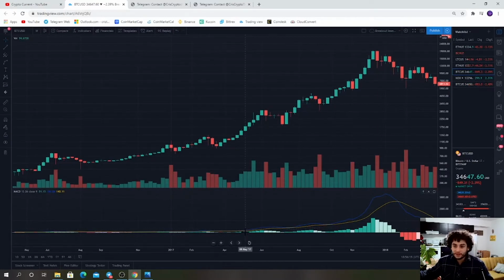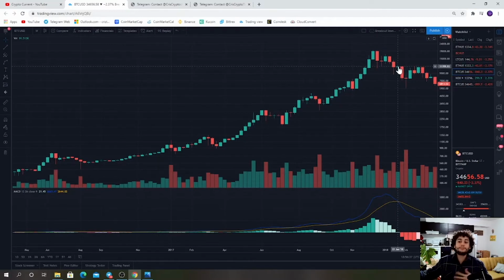Here we saw a MACD cross to the upside. And the subsequent rally went from 1,000, 2,000 all the way to 20,000. And then over here, we had a MACD cross, right? We had the blue go under the orange. And that was when Bitcoin was $12,000.